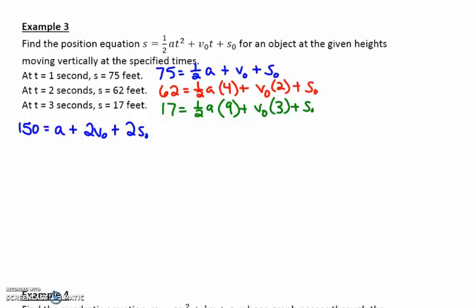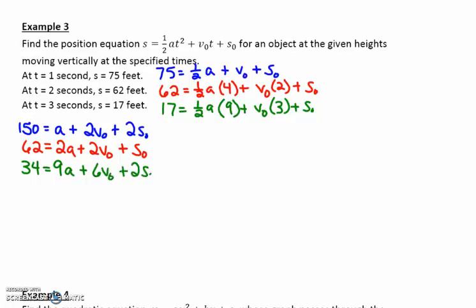And the next equation, we'll simplify that a little bit. So 1/2 of 4 is 2a plus 2v sub 0 plus s sub 0. And then the last one, again, I'm going to multiply by 2 to get rid of the fractions. So 34 equals 9a plus 6v sub 0. Remember, I'm multiplying everything by 2 to s sub 0.